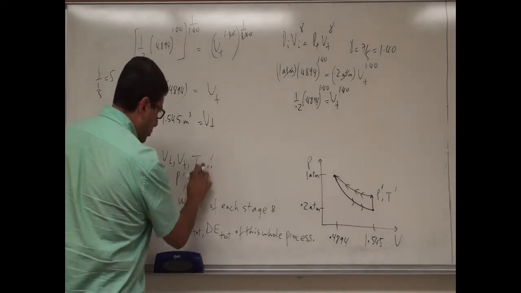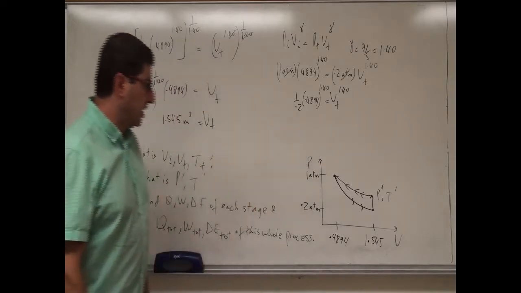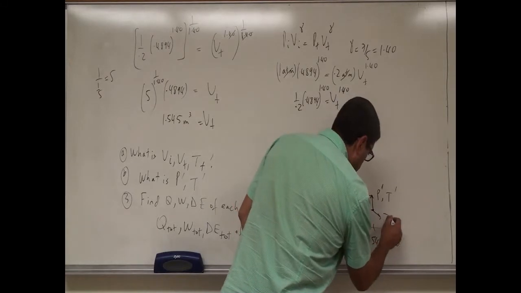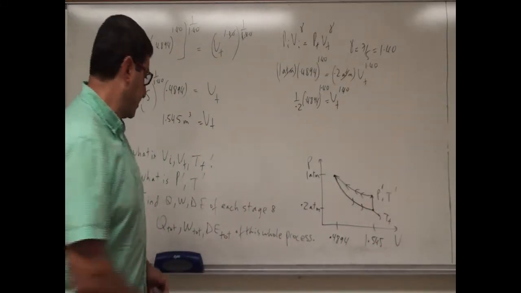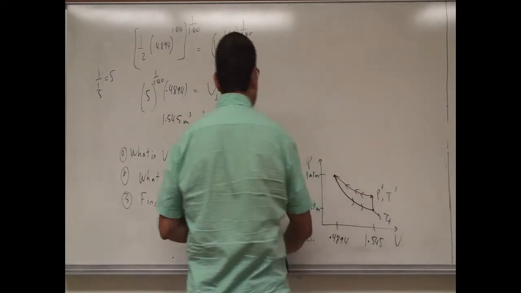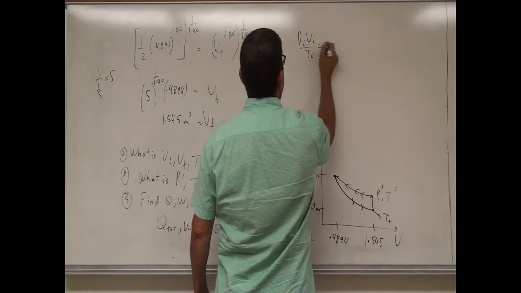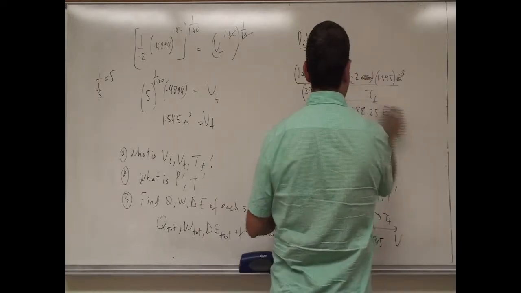How about the final temperature? This question meant actually to say what is the final temperature, right? The initial temperature we already knew was 25 Celsius, but what is the temperature right here? We can call the temperature here T final, right? So then we can just do the ideal gas law. Back to the ideal gas law, we can say P initial, V initial over T initial is equal to P final, V final over T final, Kelvin.